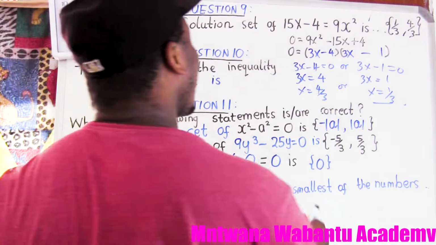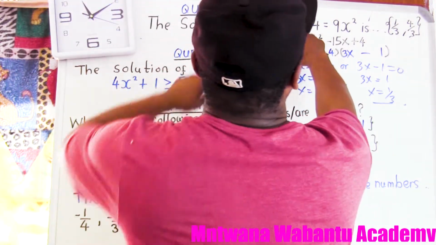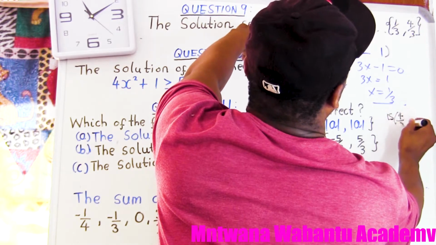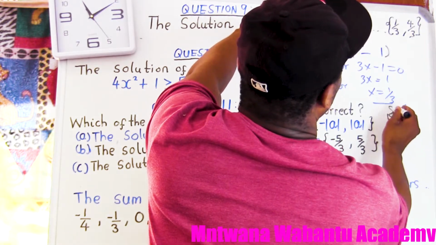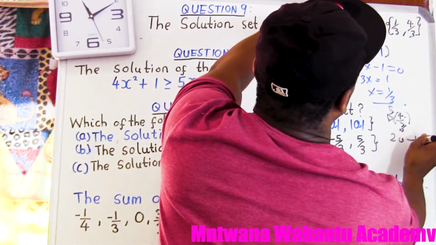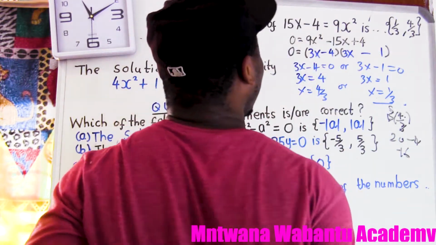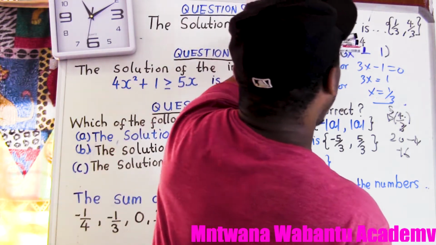Let's test now. Take 4 over 3 here. If you put 4 over 3, look, 15 times 4 over 3. 3 into 15 is 5, times 4 equal to 20. 20 minus 4 equal to 16. So the left hand side equal to 16. Let's see if the right hand side is going to give us 16.